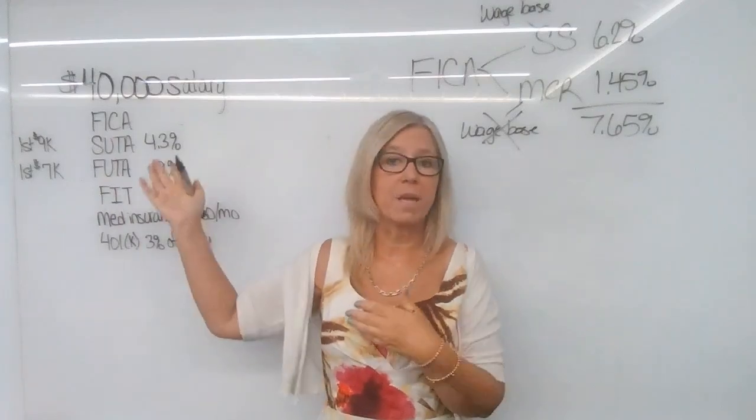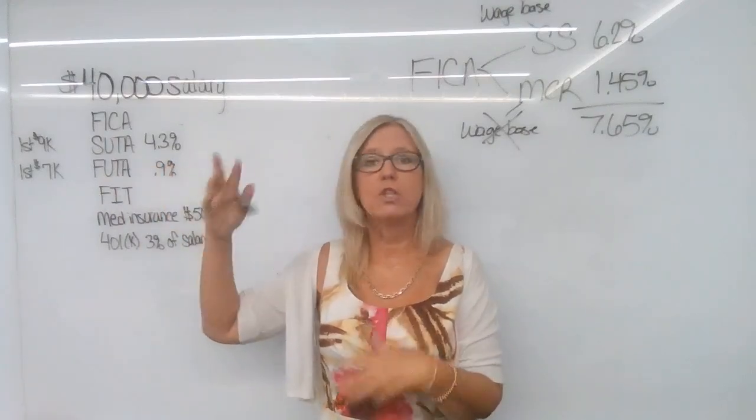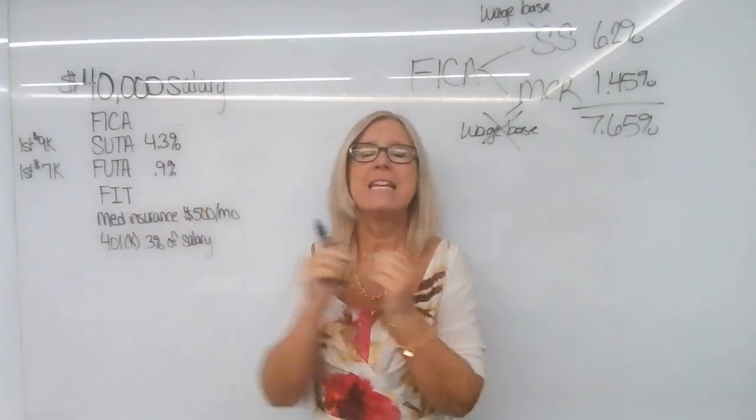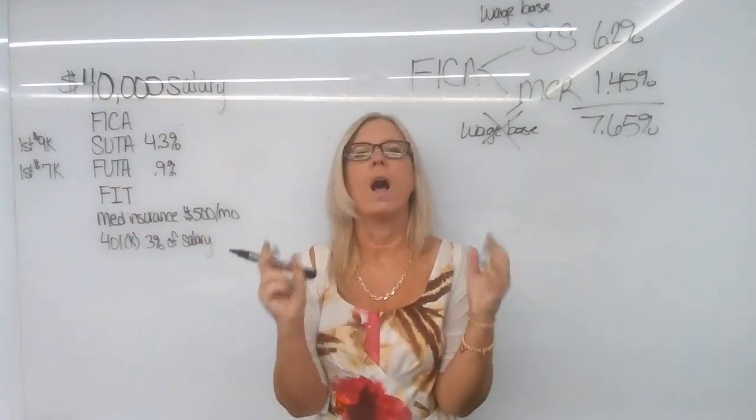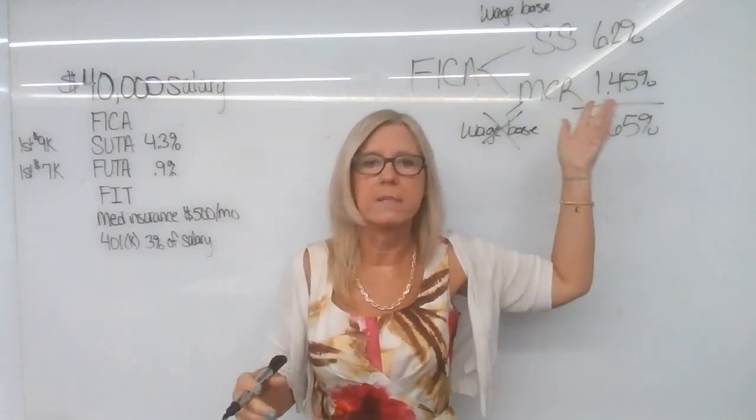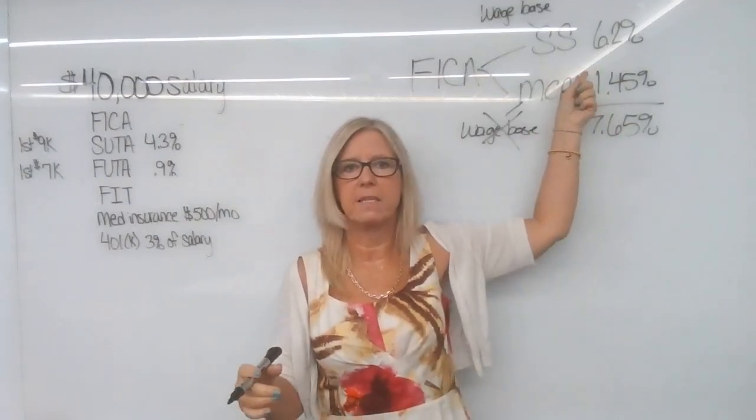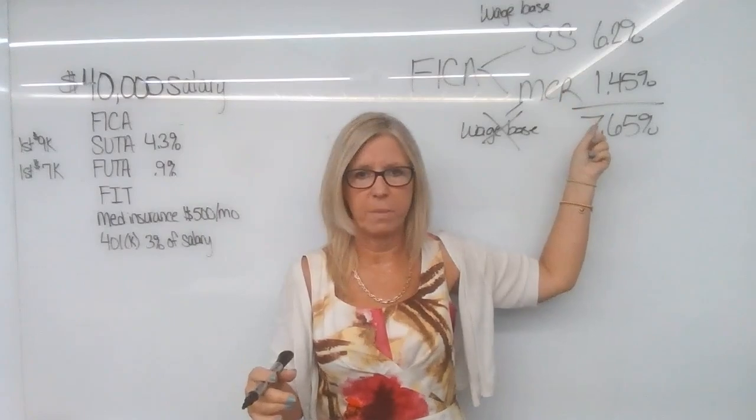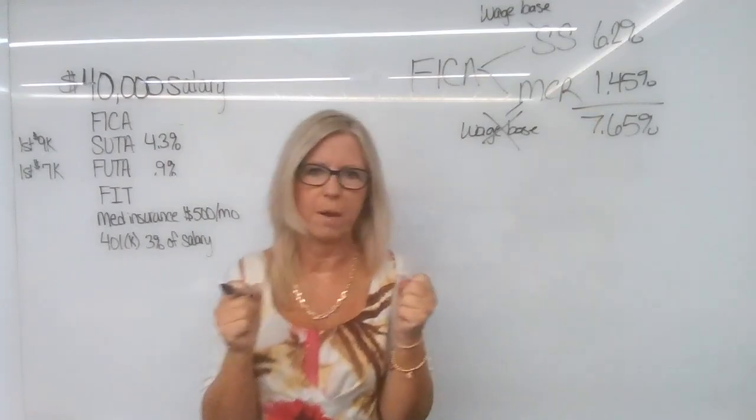But if you had someone, and you will at some point, making $200,000, now you're going to have to split it up and go, oh, but only $160,800 is taxed at this, and all $200,000 of the Medicare is taxed. Okay, so get a hold of that really well.